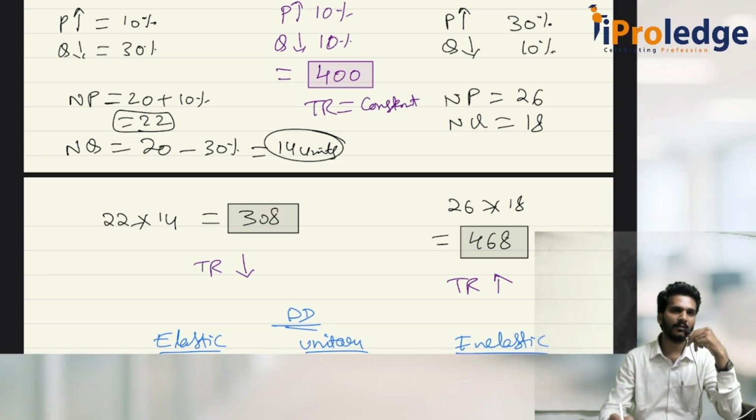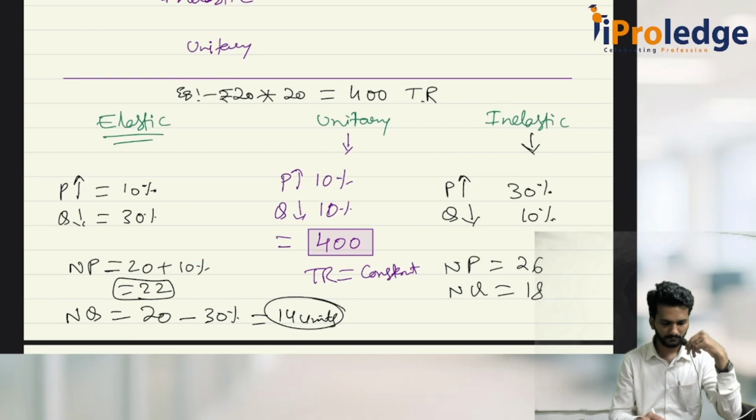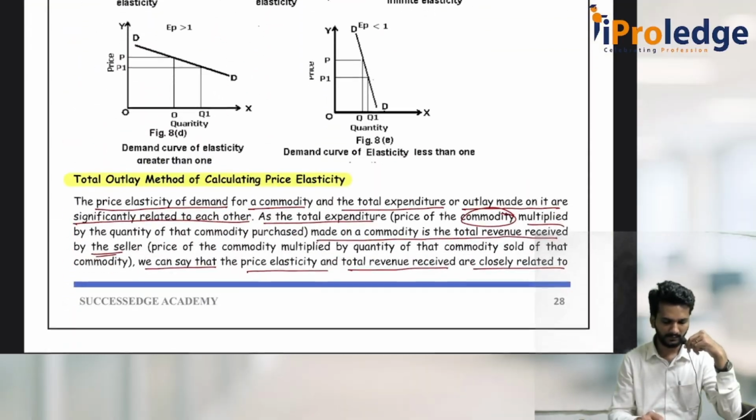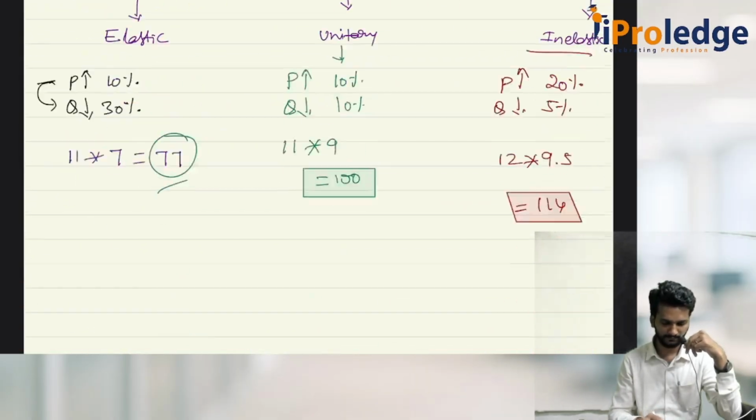So it depends on which is more powerful. Is the quantity more powerful? Is the price more powerful? Price impact. This is what the total outlay method is. Understood now? So that is what we were discussing. Total outlay method.